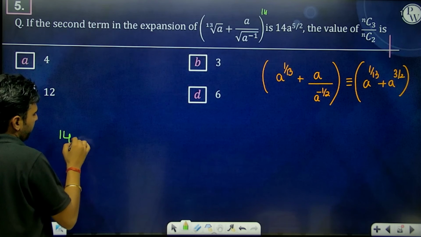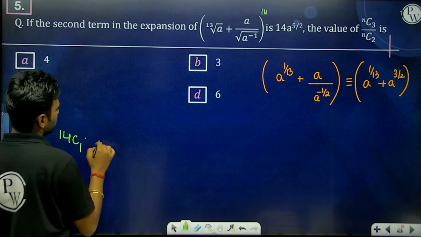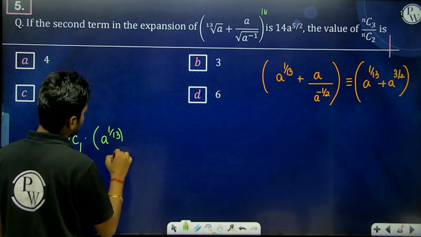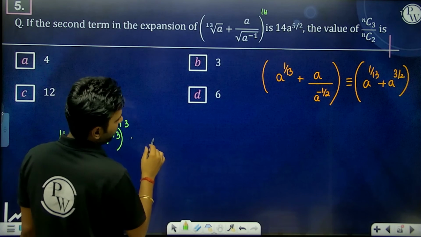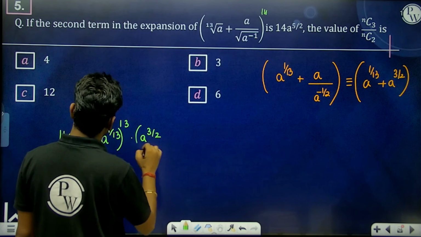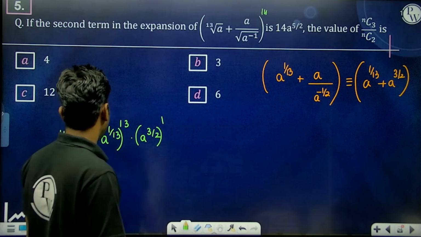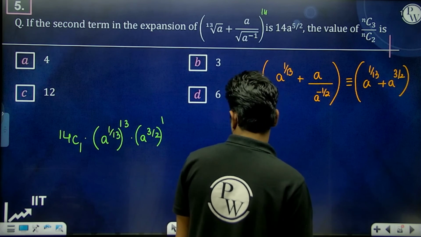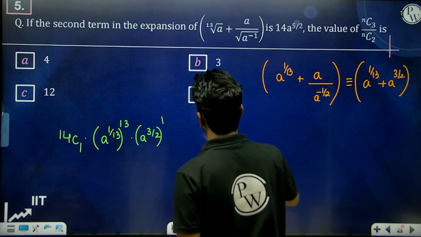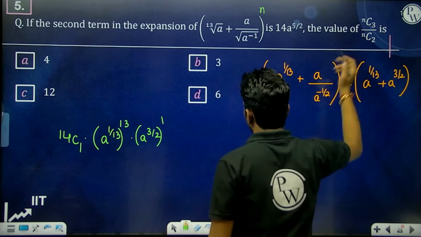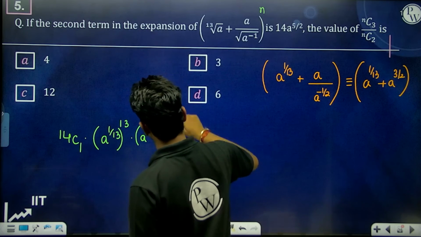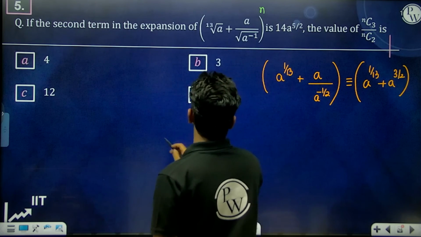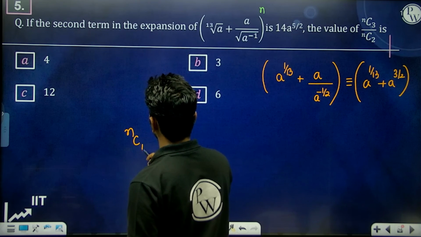So 14c1 times a to the power 1 by 13 to the whole power 13 into a to the power 3 by 2 to the whole power 1 is what we're going to have. All right, it is equal to n. And what we need is the value of this expression. So the value of n will be equal to 14 only. This is what we can understand quite comfortably. Orally also we can feel this, or if you want to write down the second term, it will be written like this.